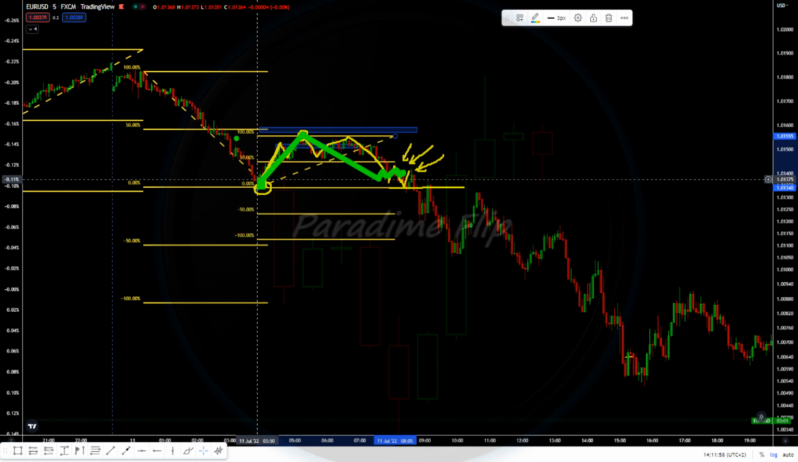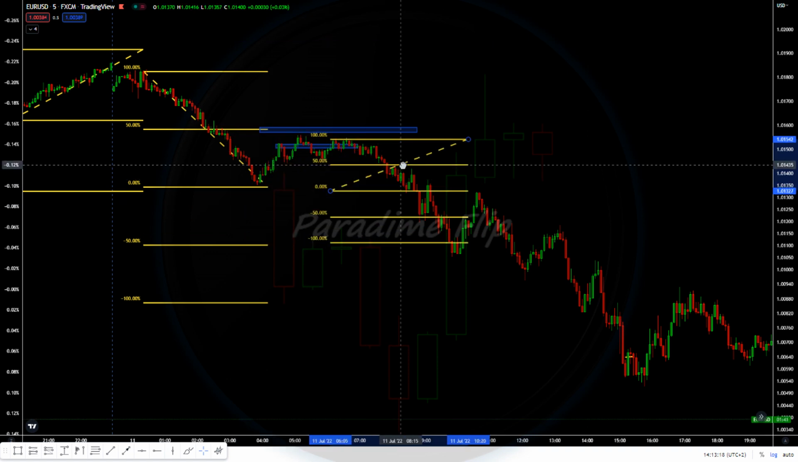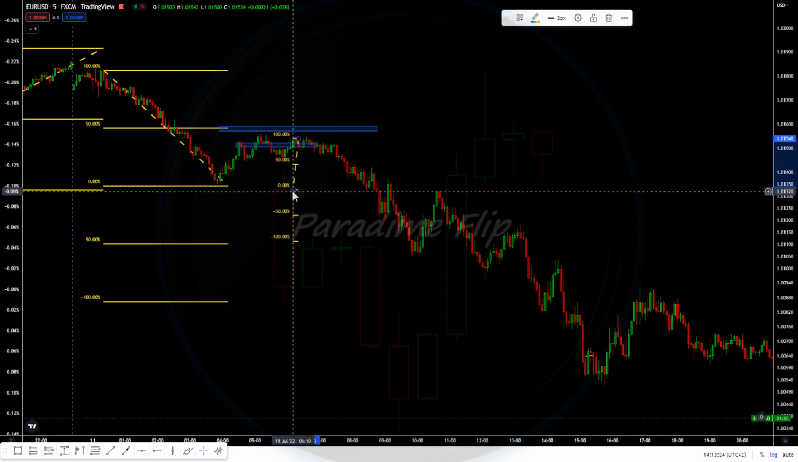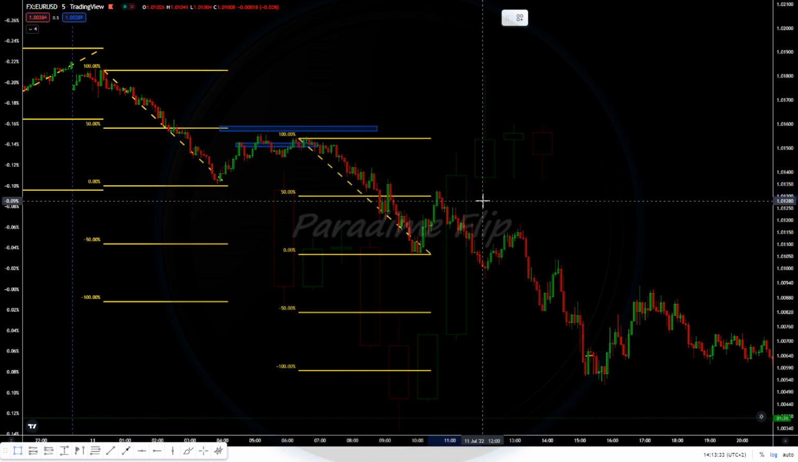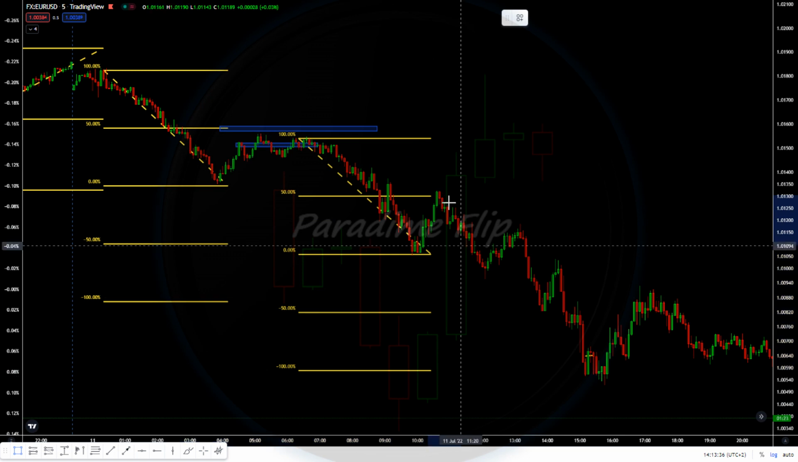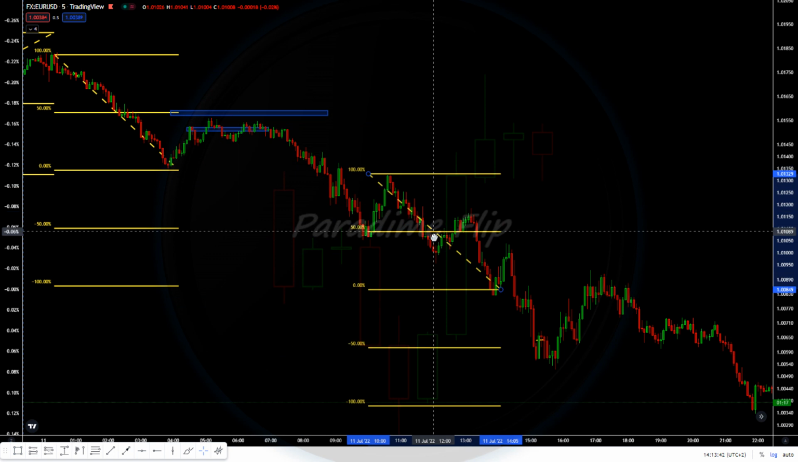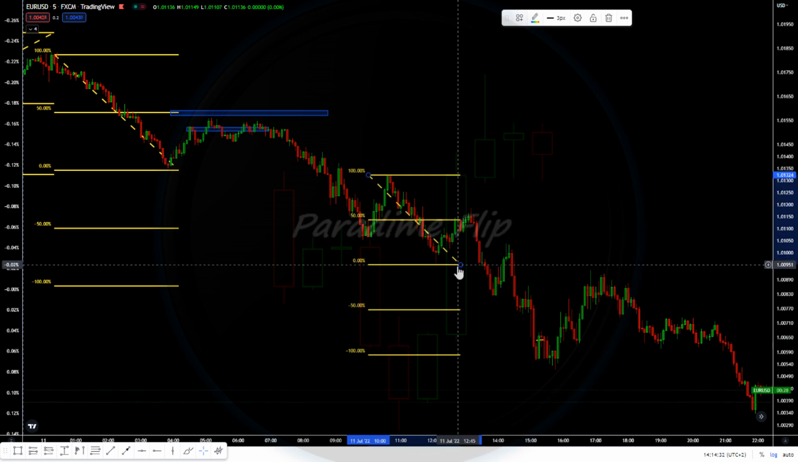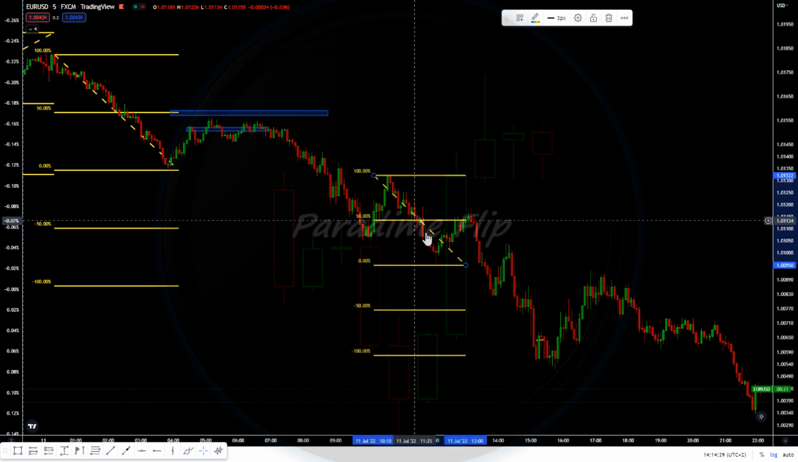So if we keep it moving, we draw our fib from the next swing high down to the next swing low, and you'll notice that we reach the 50 area and we reject, and we end up on lower prices. And you take the next swing point, draw it from swing high to swing low.